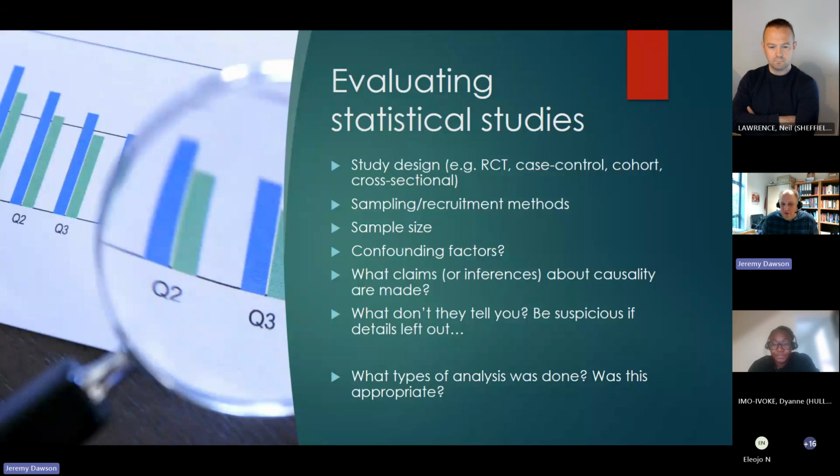Always, when you are reading research and trying to evaluate it, pay attention to what claims or inferences about causality are made, because short of an RCT, you're not going to have a study which is going to give very good quality evidence about causality. If you've got longitudinal data, then that might make it easier to say something about causality, but it's still not the same level of evidence as an RCT. So make sure that you don't overinterpret, or that the authors don't overinterpret that.